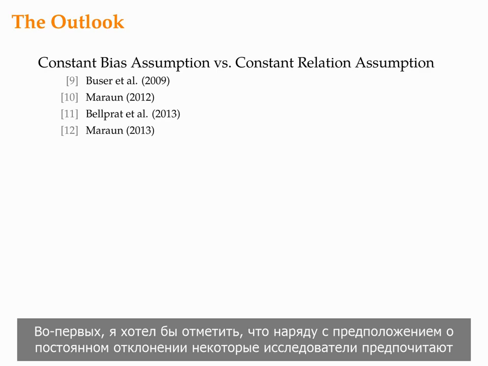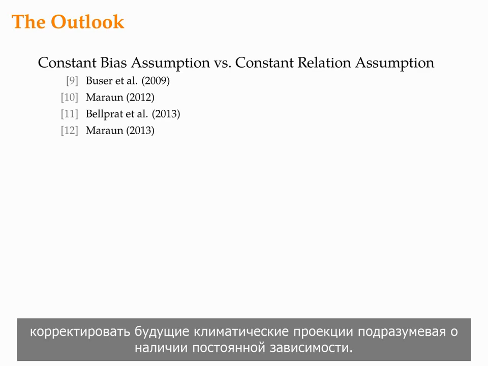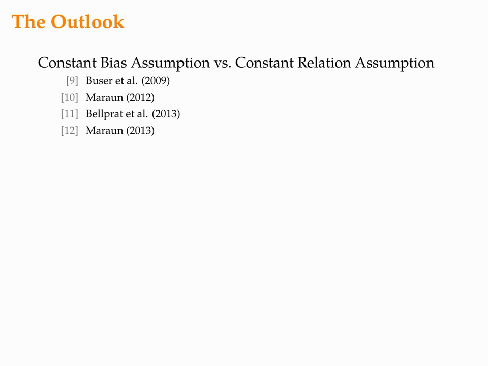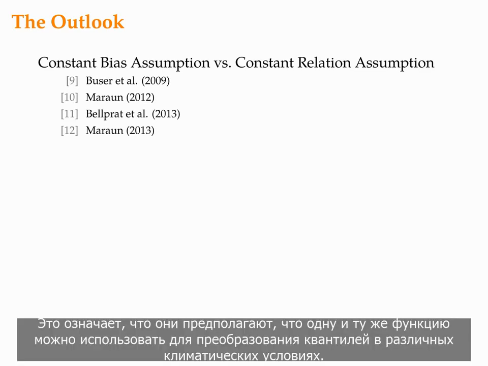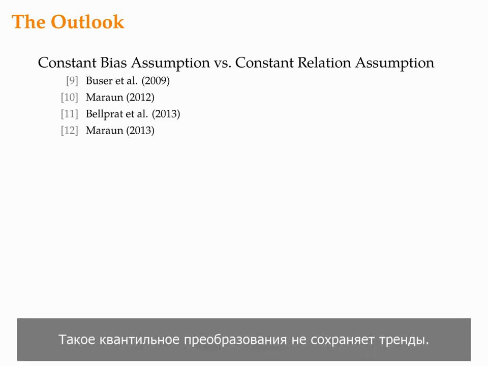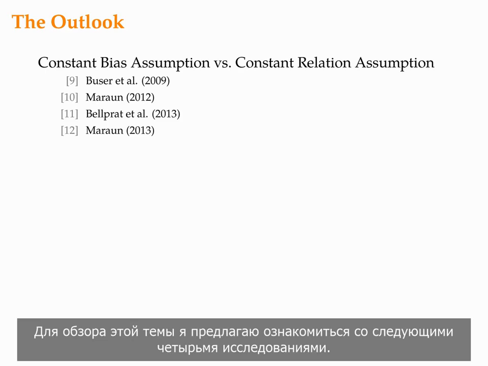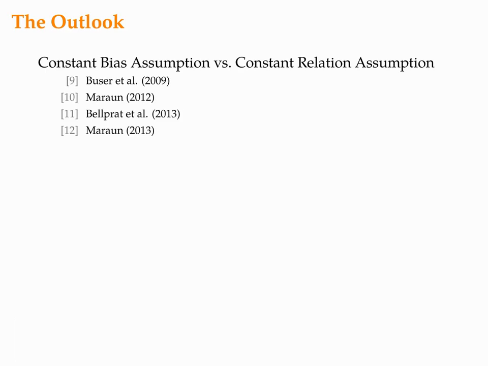First, I would like to mention that next to the constant bias assumption, some researchers prefer to correct future climate projections under the constant relation assumption. This means that they assume that the same function can be used for quantile mapping under different climate conditions. Such quantile mapping does not preserve trends. For an overview of this topic, I suggest to read the following 4 papers.